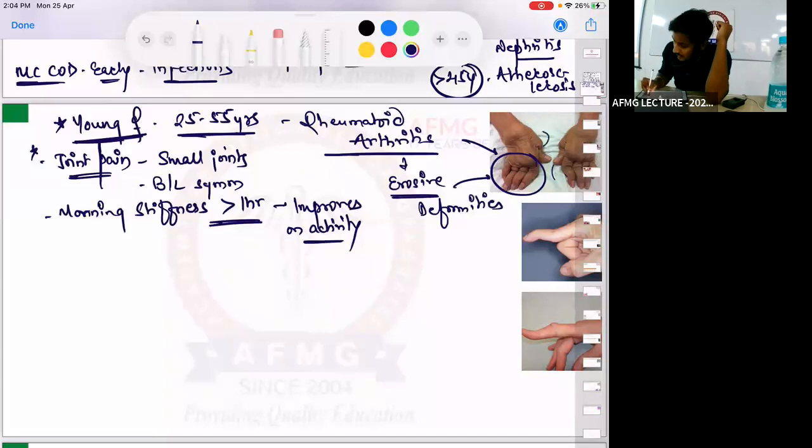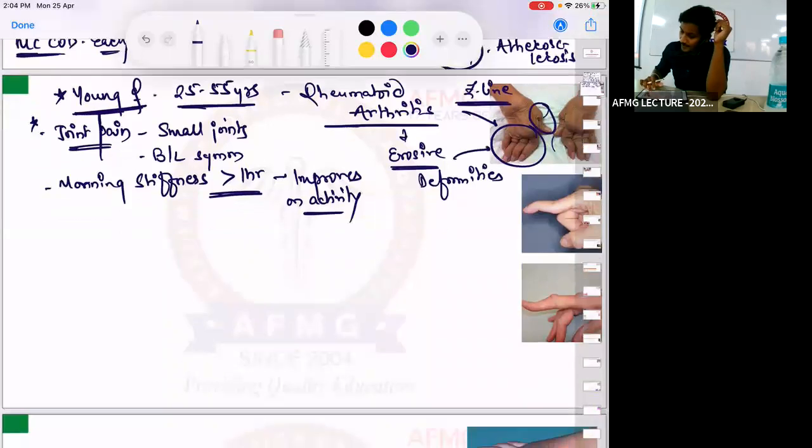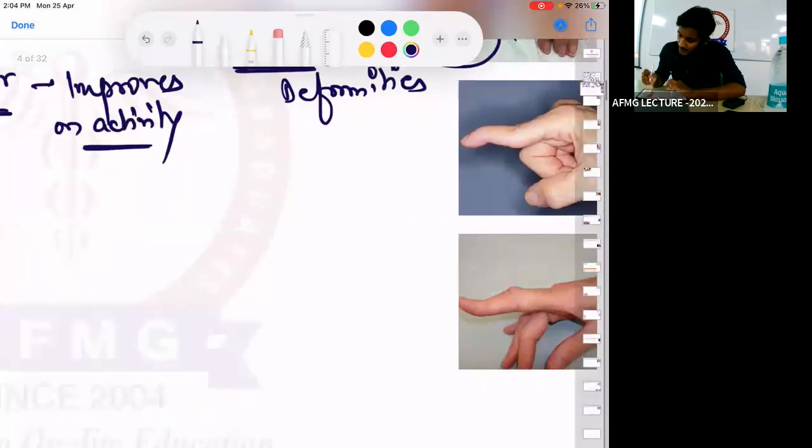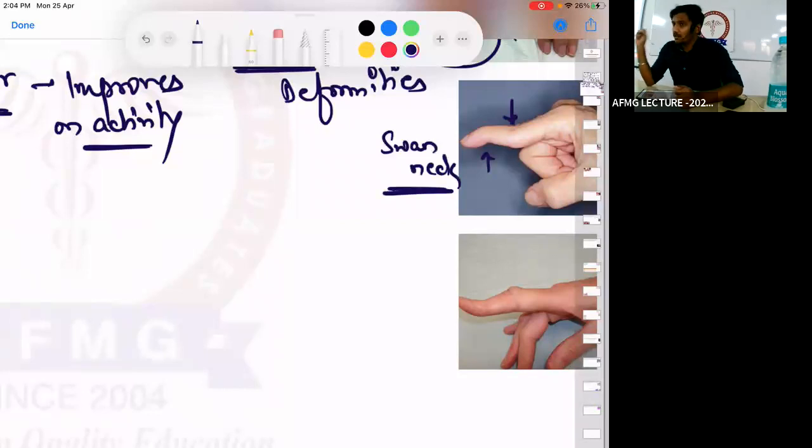Here you can see in the thumb, which deformity is seen in the thumb? Z-line deformity. Then, there is flexion at the PIP joint and hyperextension at the DIP joint. So it looks like a swan's neck. It is known as the swan neck deformity. Flexion at PIP and hyperextension at DIP.